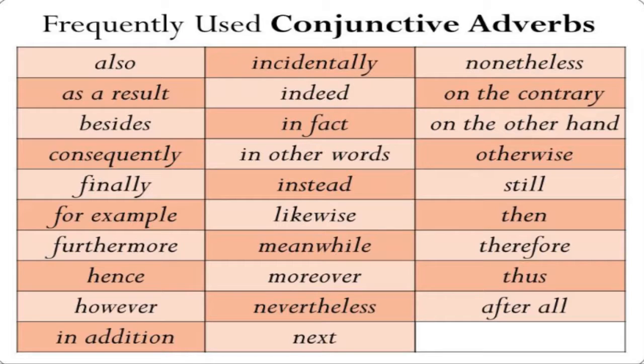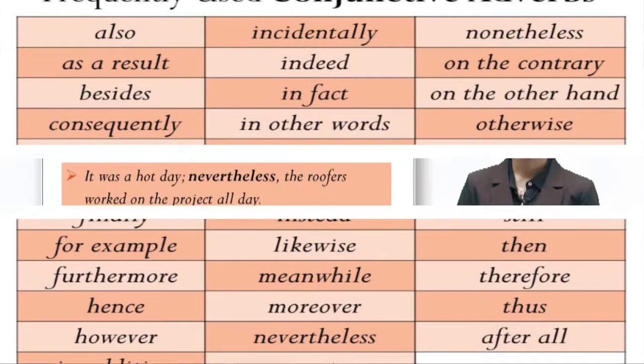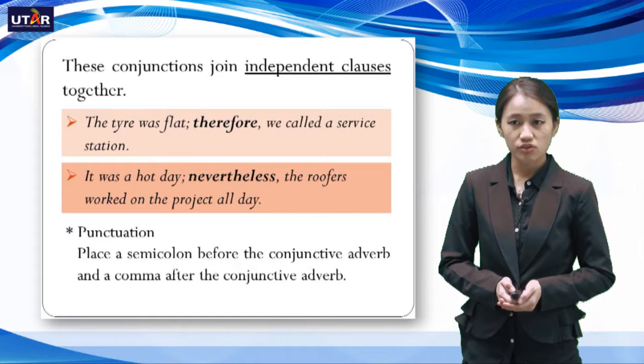So as shown here, there are 3 columns, a list of conjunctive adverbs: also, as a result, besides, consequently, and so on. So these are usually the adverbs, or to be more exact, conjunctive adverbs used in a sentence. These conjunctions join independent clauses together.